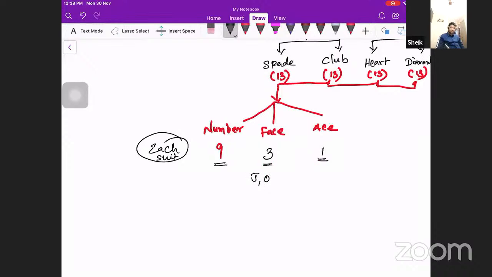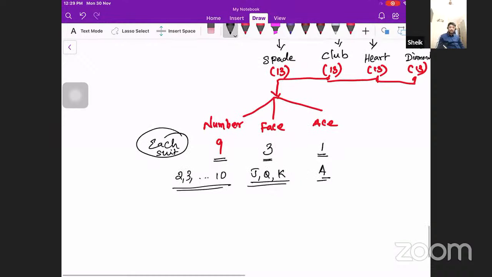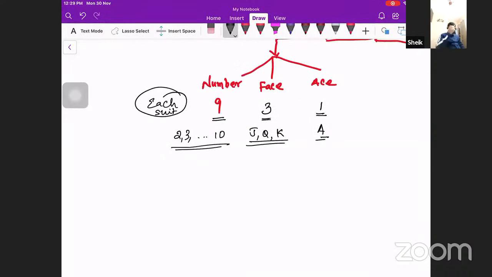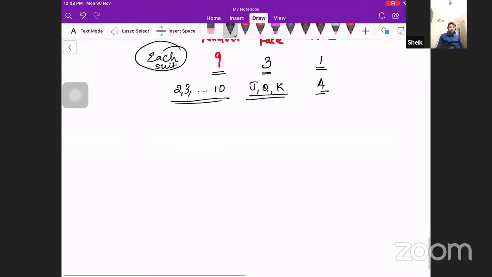What are the face cards? Jack, Queen, King. These three are face cards. What is the ace card? Ace. And what are the number cards? 2, 3, up to 10. So each suit will have 13 cards, and this is the bifurcation of each suit: 2 to 10 are number cards, J, Q, K are face cards, and the ace. First, you remember it, my dear.